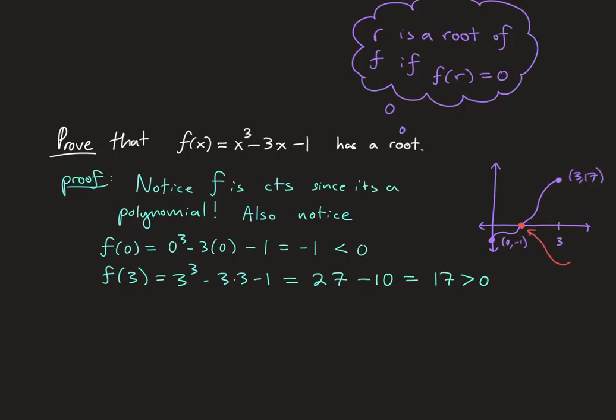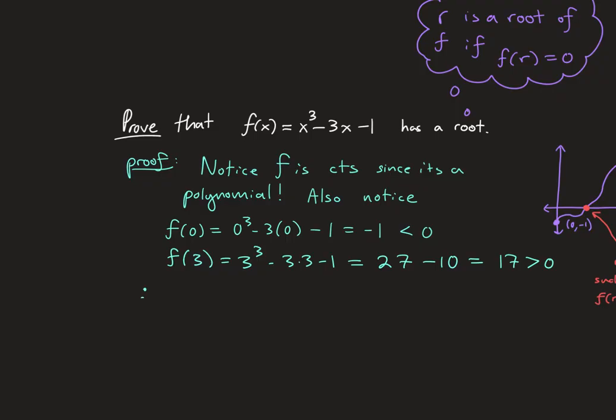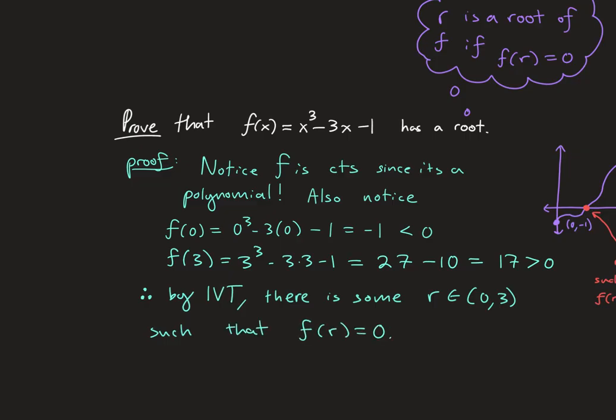that r value, that is the r inside of 0 to 3, such that the height of the function value at that r is equal to 0. So the literature I want everybody to have is this. Therefore, by the intermediate value theorem, there is some r in the open interval 0 to 3 such that f of r is equal to 0, and that's literally it.